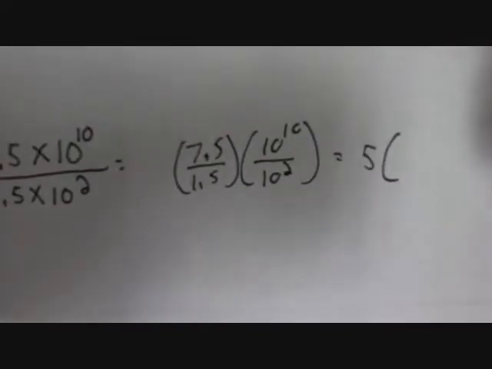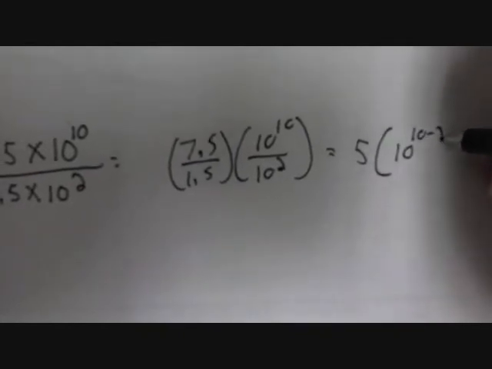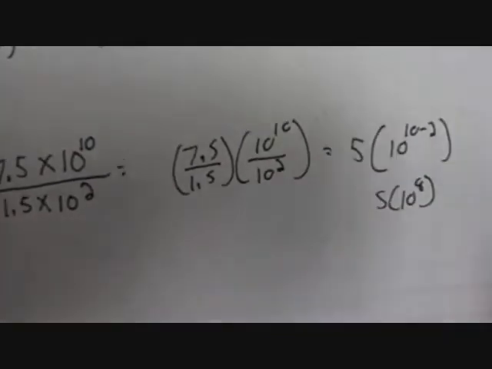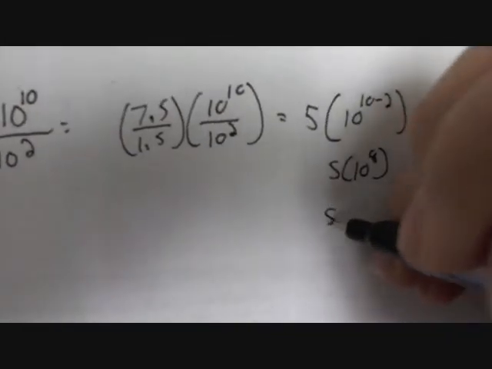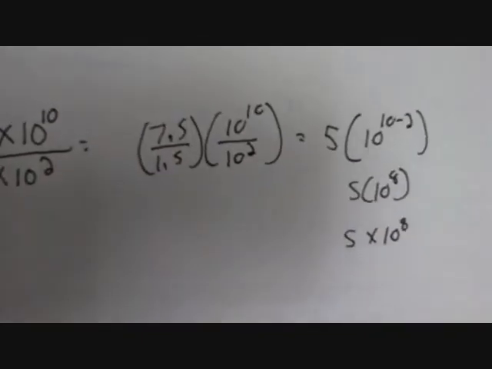Now we're left with quotient rule. So it'll be 10 to the 10 minus 2, which is 5 times 10 to the 8th. So we write this back into scientific notation: 5 times 10 to the 8th power. Simple as that.